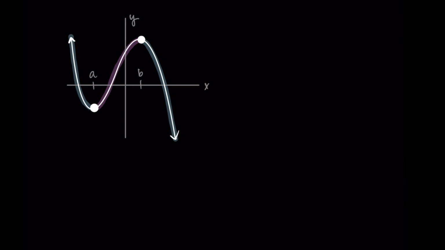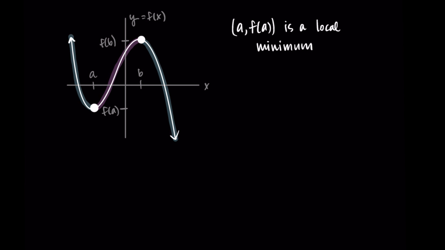So our graph changed from decreasing to increasing at x equals a, and from increasing to decreasing at x equals b. So that change from decreasing to increasing at a, we would say that is a local minimum. So we'd write a, f of a is a local minimum. This is assuming that the function is, let's say, y equals f of x, and then the corresponding output that goes with a would be f of a. So a, f of a is the point, and that point is the local minimum.